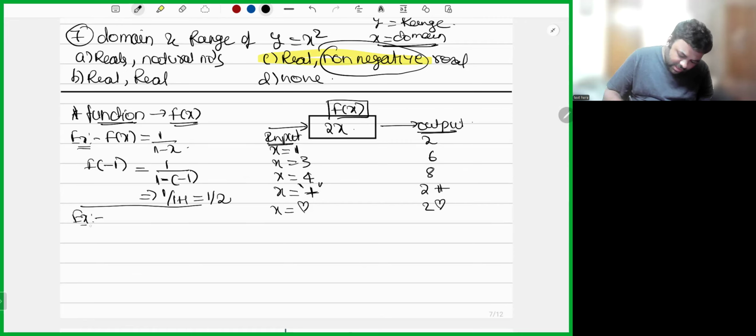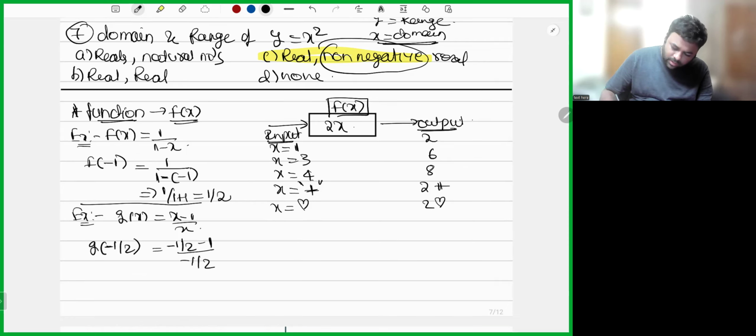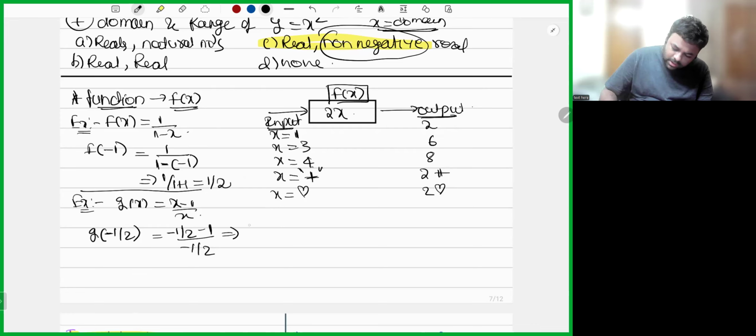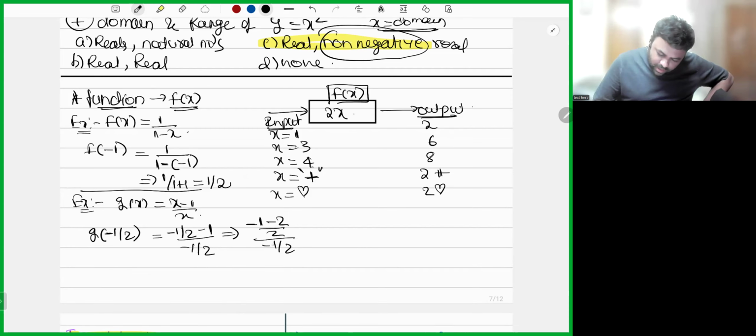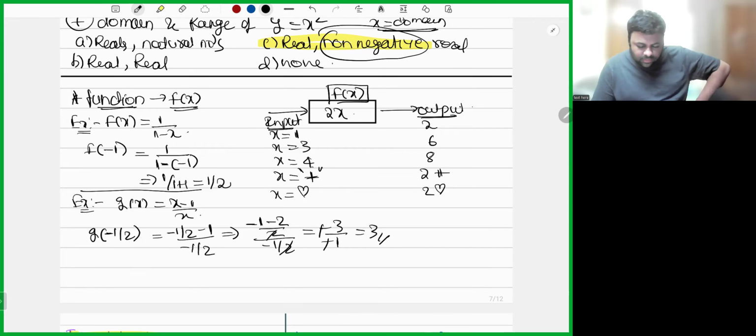I'm telling g of x is equals to x minus 1 by x. I'm asking what is g of minus 1 by 2. So it will be minus 1 by 2 minus 1 divided by minus 1 by 2. What is minus 1 by 2 minus 1? Minus 1 minus 2 by 2 divided by minus 1 by 2. 2 to cancel. Minus 3 by minus 1. Minus minus cancel, 3. Okay.